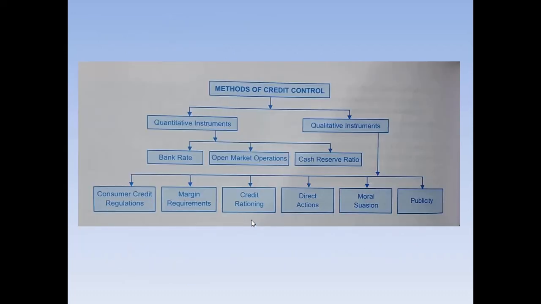Okay, this is methods of credit control. Now there are two types of methods. One is known as the quantitative method, and the other one is known as qualitative methods, qualitative instruments, you can basically say. So what are the quantitative instruments? Number one, bank rate, open market operations, and cash reserve ratio.